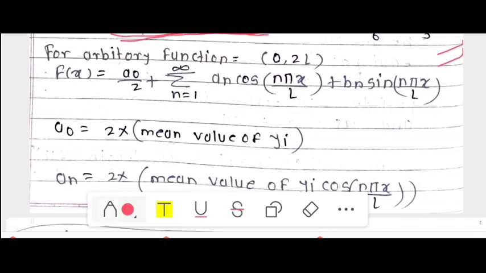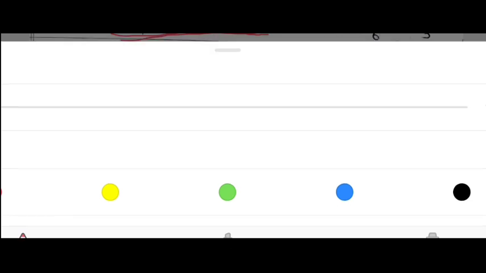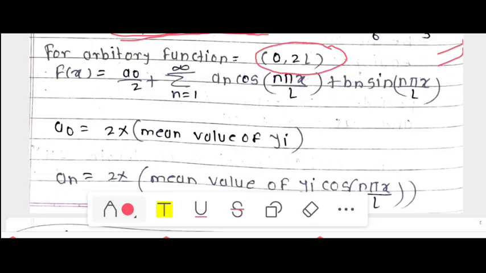So that is for the arbitrary function, that is, the arbitrary interval 0 to 2L. The values of x are given in the range 0 to 2L. Then the Fourier series expansion for this arbitrary interval, f of x, is equal to a0 by 2 plus summation n runs from 1 to infinity an into cos n pi x divided by L plus bn sin n pi x divided by L.